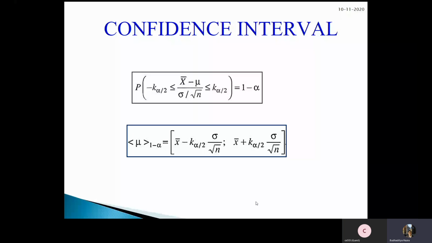So if you want to choose a confidence interval, you are talking about the values within which the mean is expected to lie. Sorry, not the sample mean, the population mean is expected to lie. Again, sorry, not the population mean, the sample mean. Let's say the values within which the mean is expected to lie. That is the confidence interval.